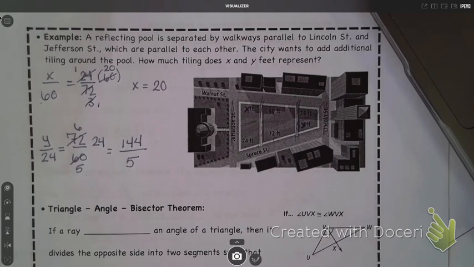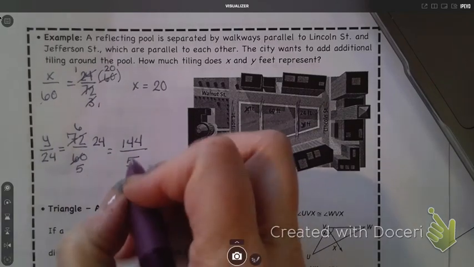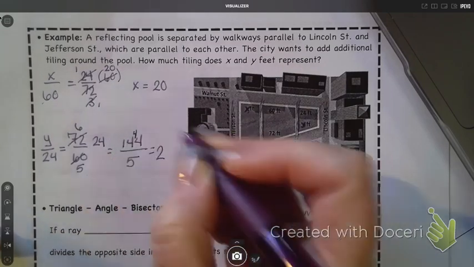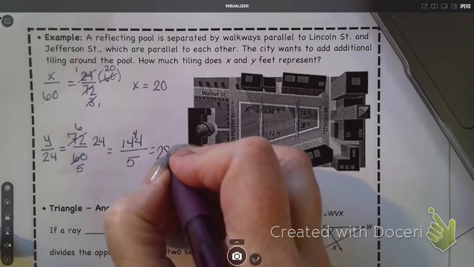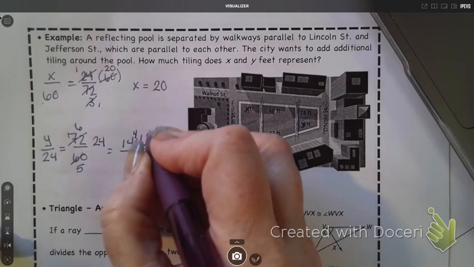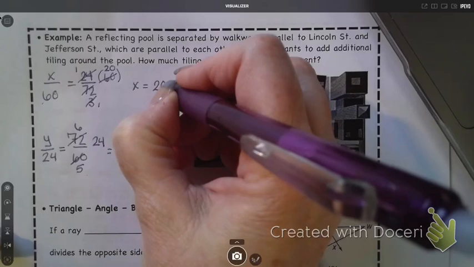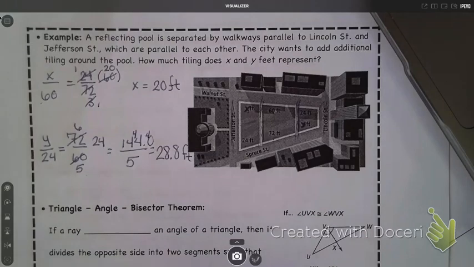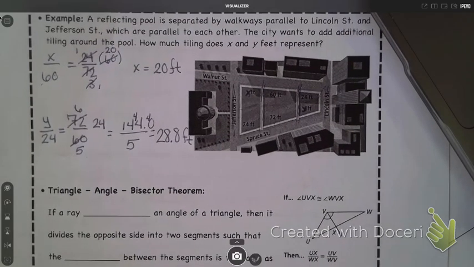Did you get 144 over 5? I got 28.8. So 5 goes into 14 2 times, with 4 left over. 5 goes into 44 8 times, with 4 left over. And 5 goes into 40 8 times. Oh, we forgot our labels, didn't we? So 28.8 feet. Is that pretty similar to what we've been doing for the last week and a half? Yes. Okay, questions before we move on?